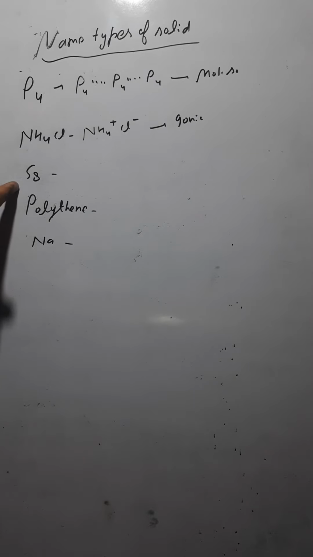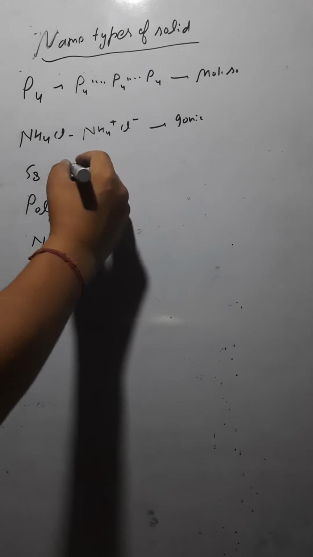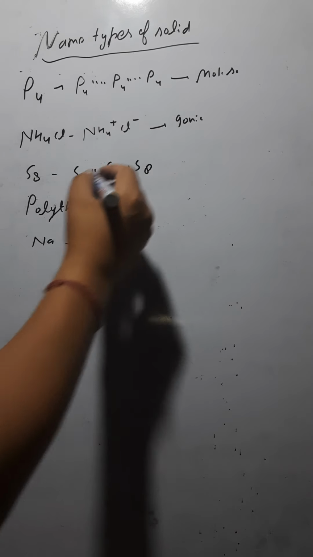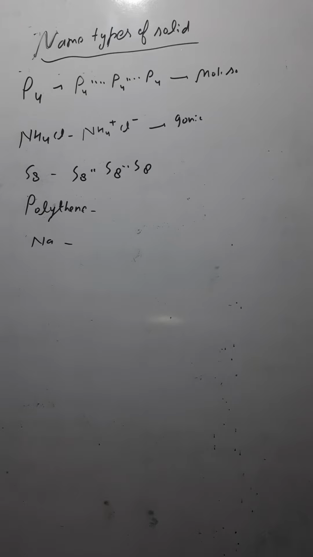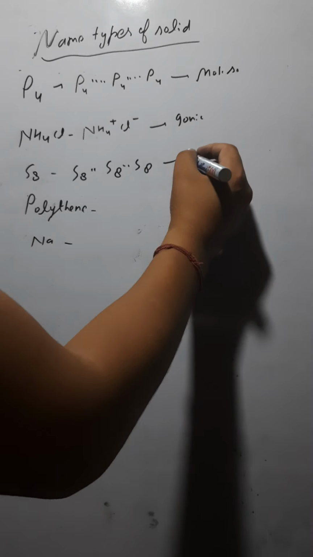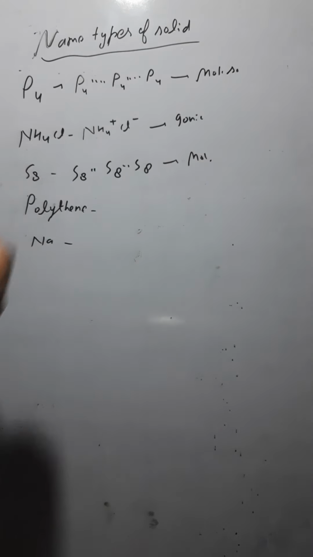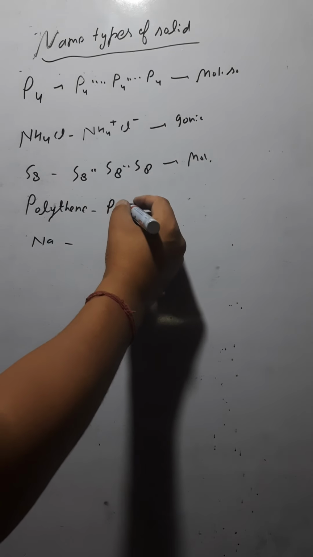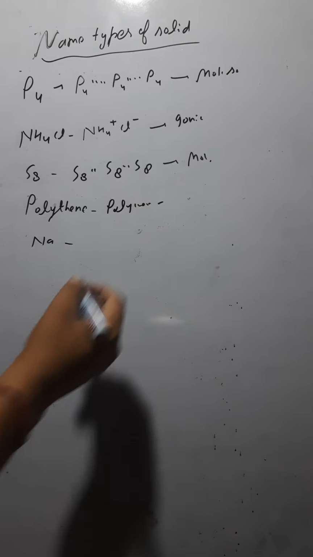Then you have sulfur. Again, the different molecules of sulfur are joined together by weak van der Waals forces. So again, you would be calling sulfur a molecular solid. Then you have polythene. Polythene is a polymer.